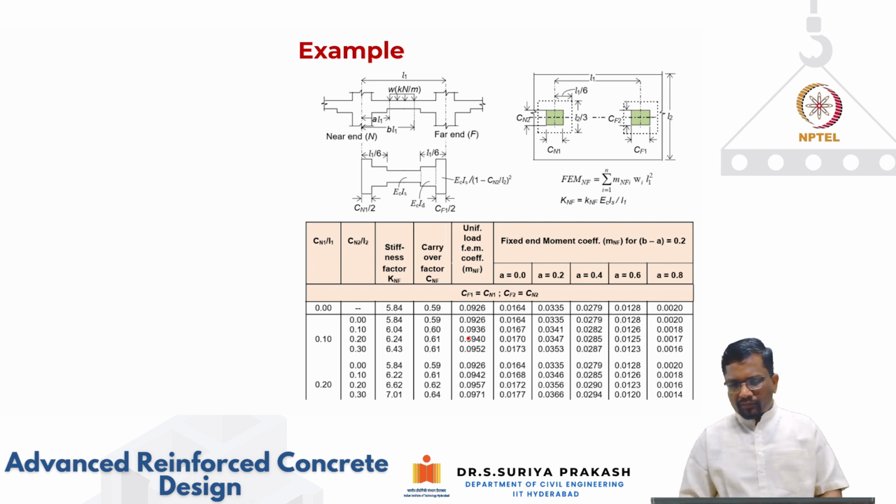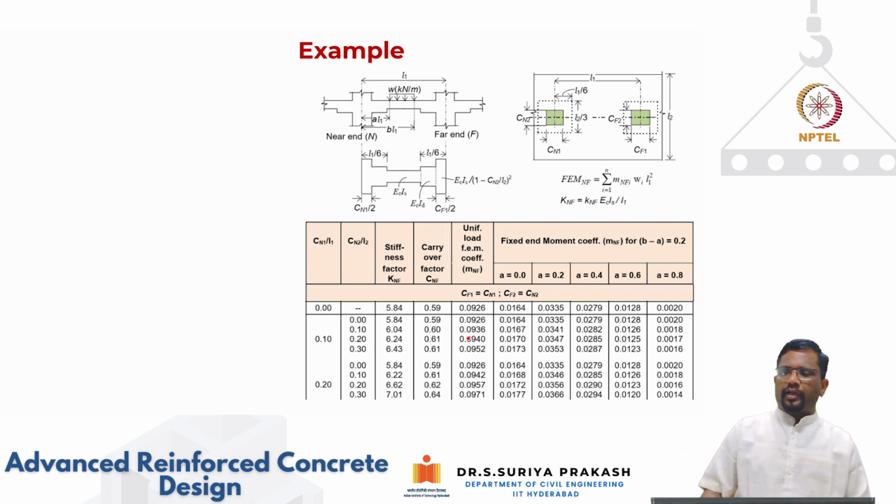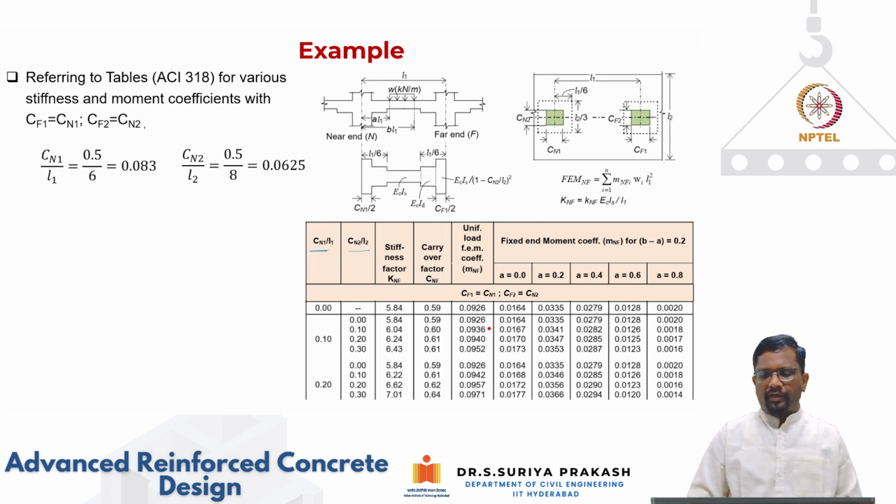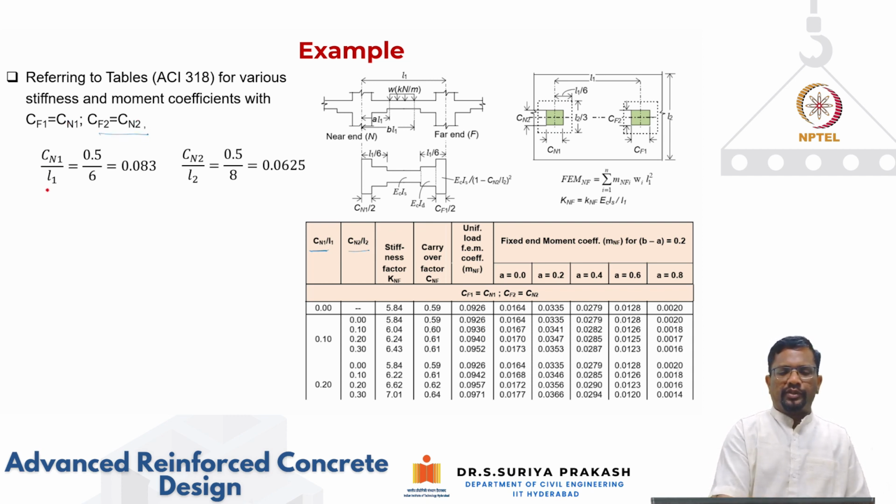So if you look at this table, depending upon C1 and N1, and Cn2 by L2, we can calculate the stiffness parameters. These are the tables that we have already discussed for the slab beam element. In this case, we have square columns, so Cf1 equal to Cn1, Cf2 is equal to Cn2, and if you substitute Cn1 by L1, I get 0.083, Cn2 by L2 as 0.0625. So I get these values.